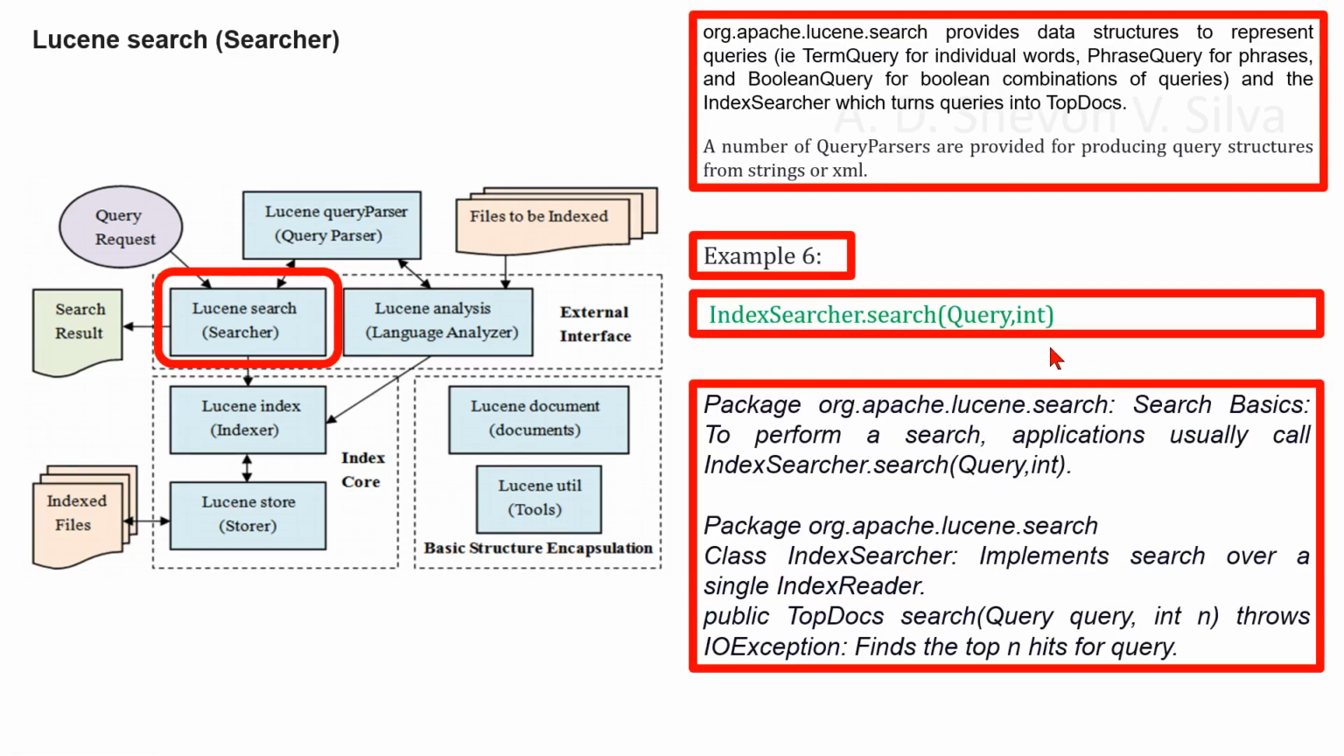Now we are considering search basics in package org.apache.lucene.search. To perform a search, applications usually call index.search query int. The public top docs search query int n finds the top n hits for a query. This is in the class index searcher, which implements search over a single index reader, in the package org.apache.lucene.search.